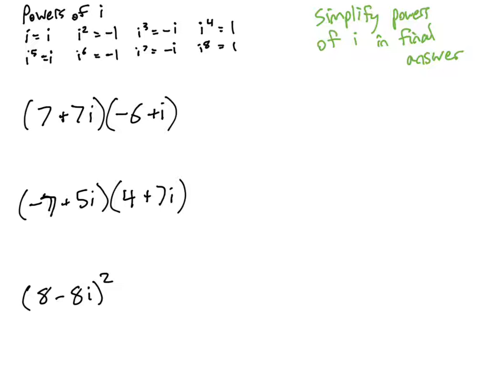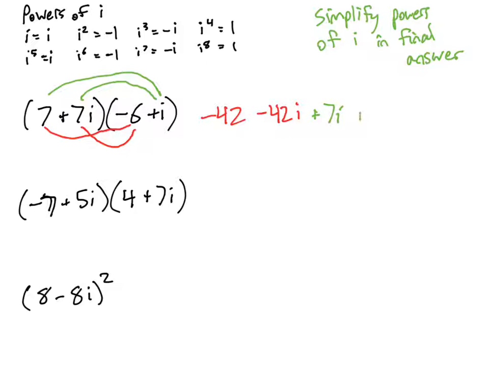We need to multiply the coefficients together and combine together any powers of i. So let's multiply 7 times negative 6 gives us negative 42. 7i times negative 6 gives us negative 42i, and we also have 7 times i gives us plus 7i, and 7i times i is 7i squared because we're combining together the exponents on that i.